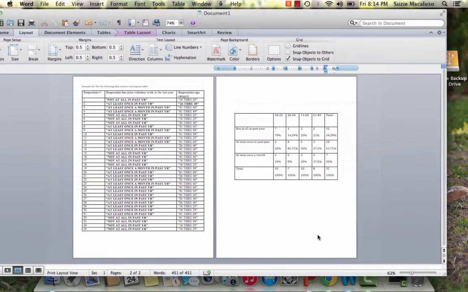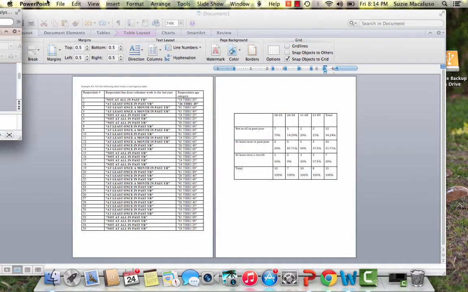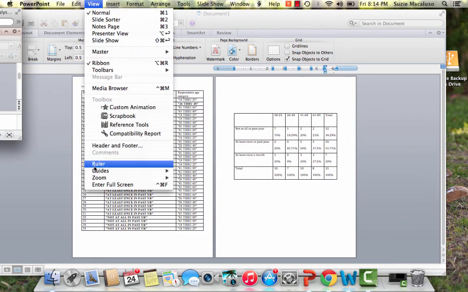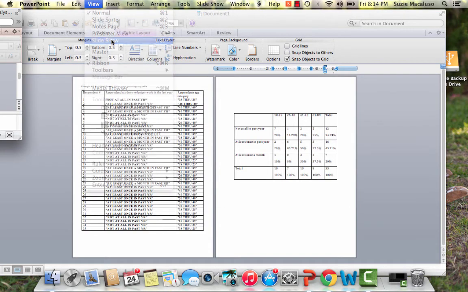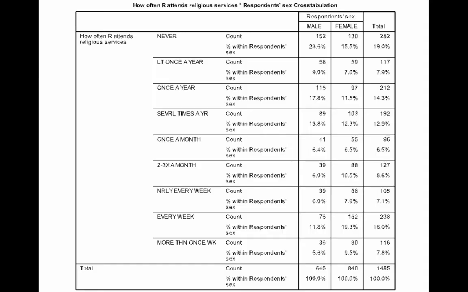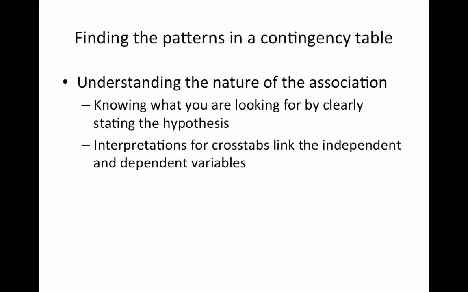Let's go back to our PowerPoint. So we need to find the patterns in the contingency table or in the crosstab. And the best way to start understanding the nature of the association or the relationship between these variables is to start with a hypothesis. Know what you're looking for by clearly stating the hypothesis. And then any of your interpretations for the crosstab should link the independent and dependent variables.